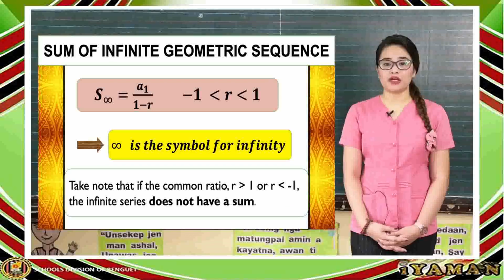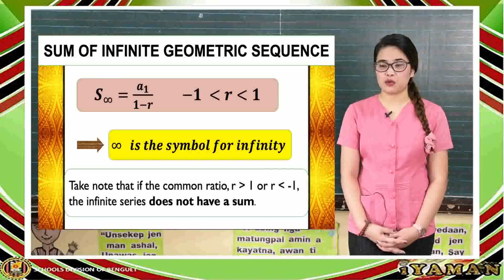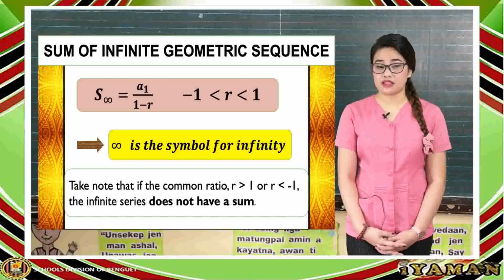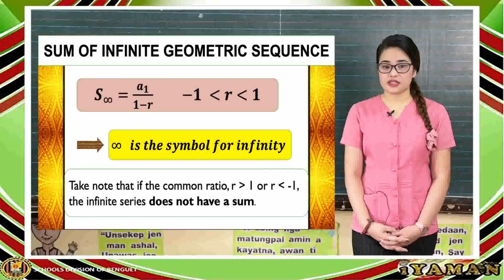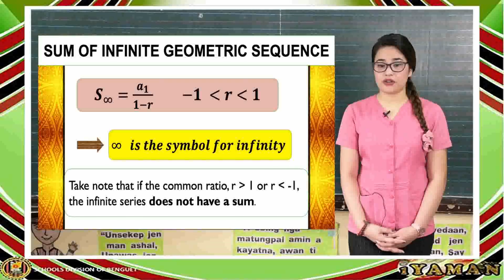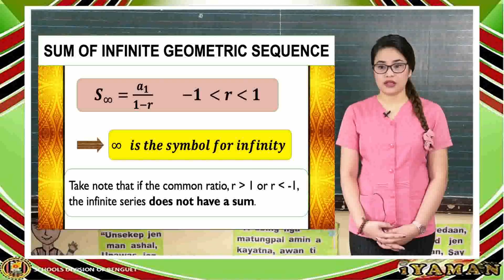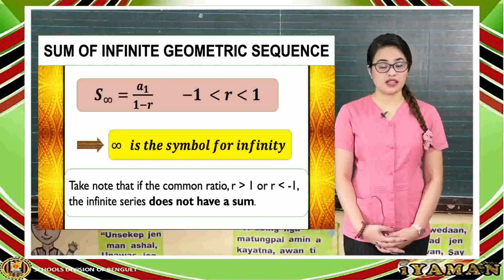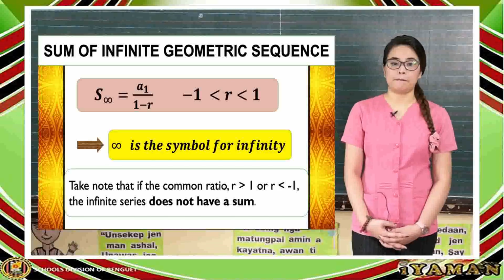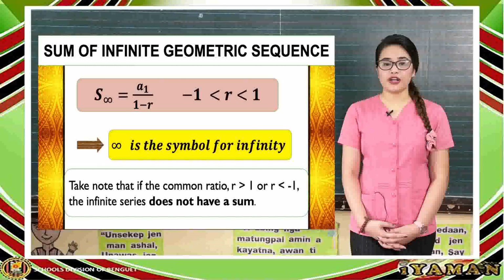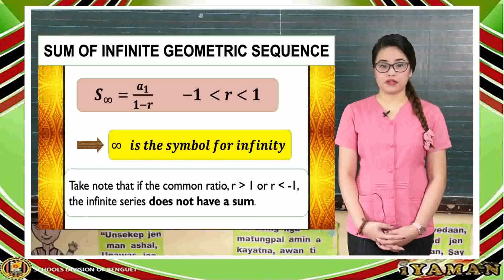Take note that the common ratio should be greater than -1 but less than +1, because if the common ratio is greater than 1 or less than -1, the infinite series does not have a sum. To further understand that, let's have examples.